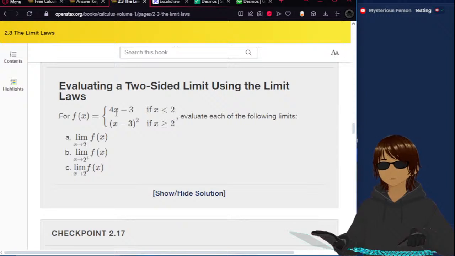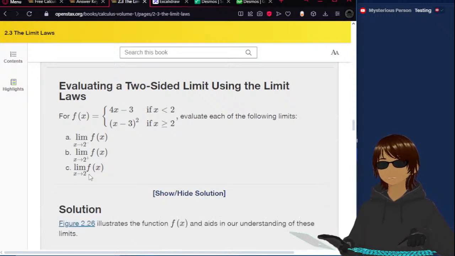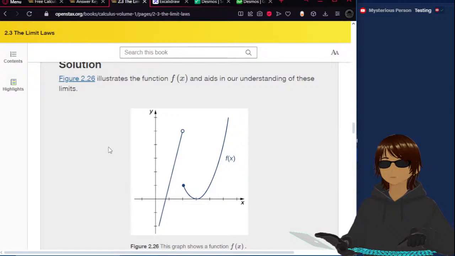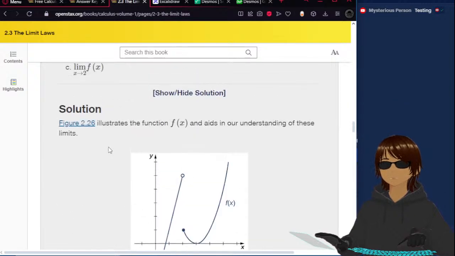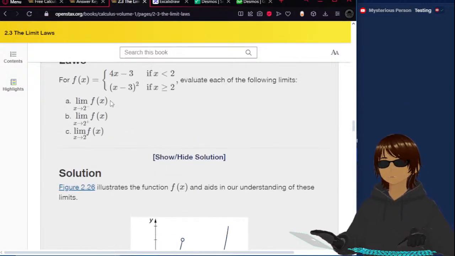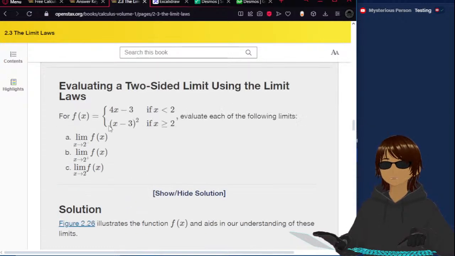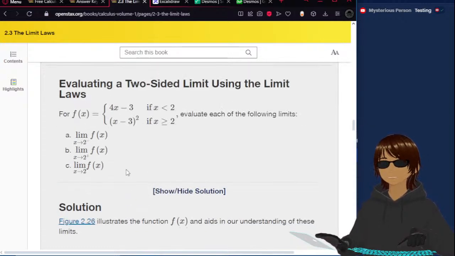So 4 times 2 is 6. It would be 3. And then from the positive side would be 1. And then this wouldn't exist then. Oh, 5. Wait, hold on. Yeah, it would be 5.